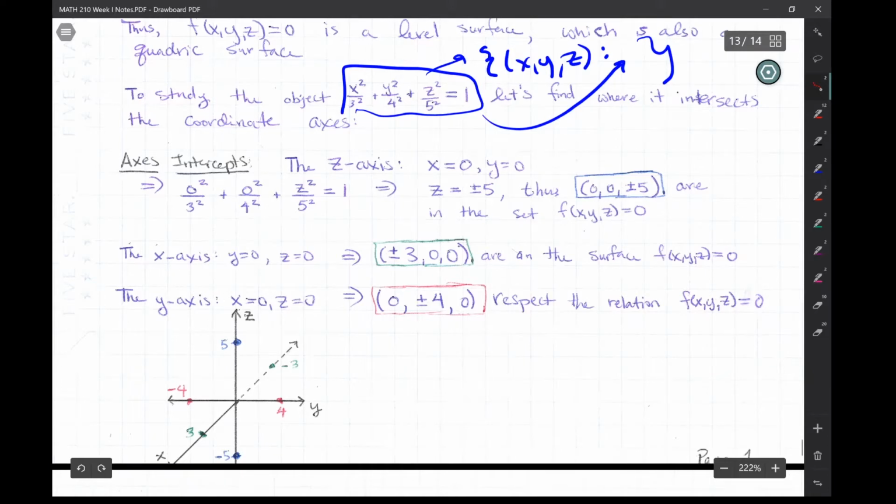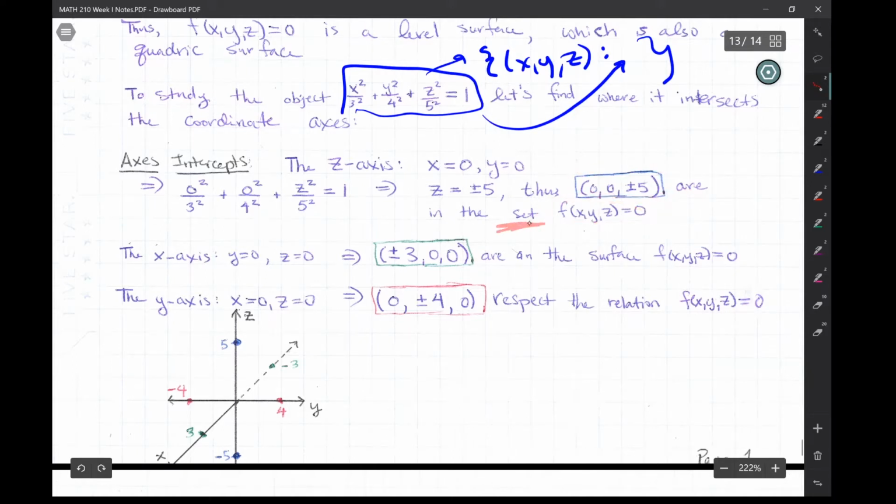So we could then look at the x-axis. All right, and how do you describe the x-axis? That's where y and z are 0. And doing the same thing, you'll get plus or minus 3. So we know that our object intersects the x-axis at plus and minus 3, and the y-axis, then we know that these 2 points here, this is 2 points because of the plus and minus, so both the plus and minus respect the relation f(x, y, z) equals 0. And I wrote this in 3 different ways. So I wrote here, thus these 2 points are in the set.